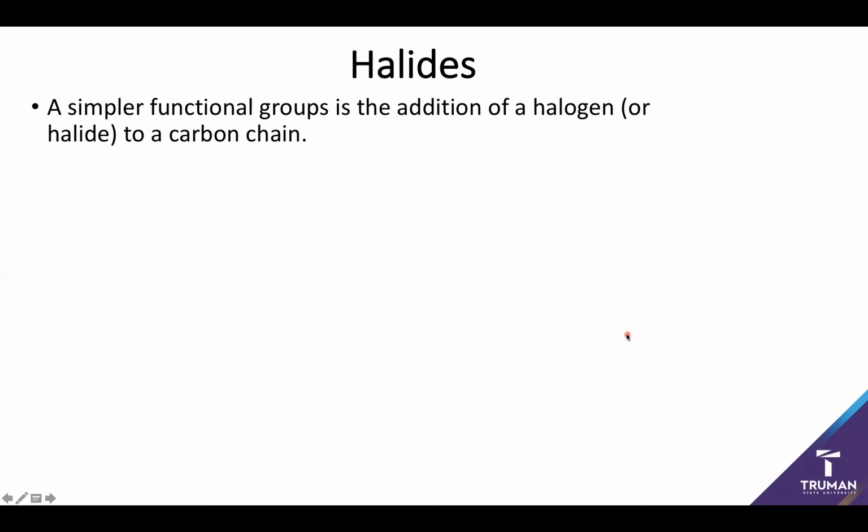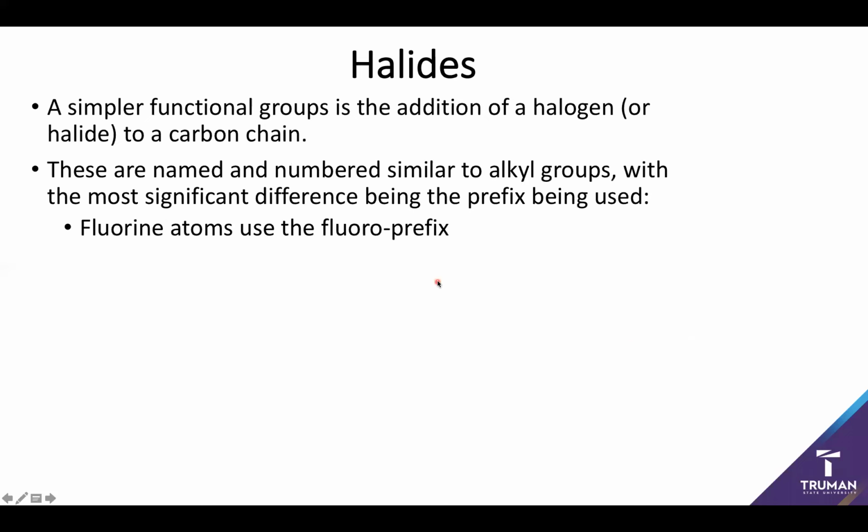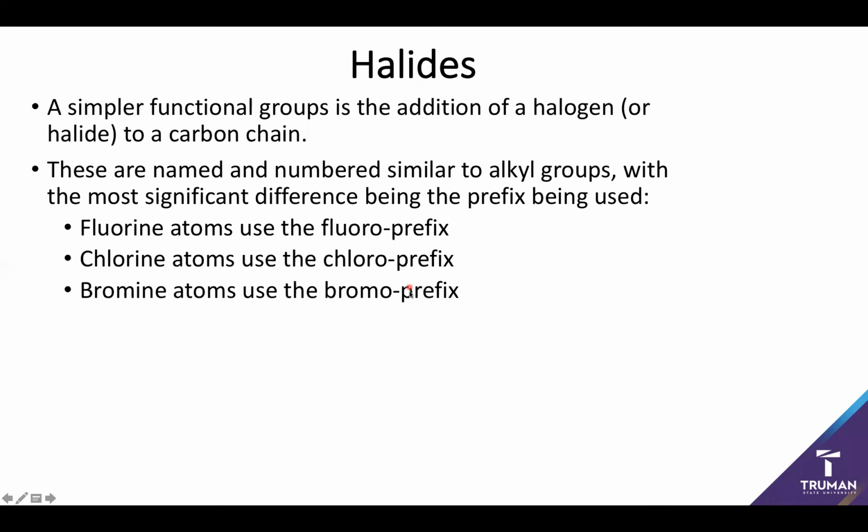One of the simplest things we can add to an organic molecule is a halogen. Once we add it, we give it its salt name of a halide. We're going to essentially treat these like an alkyl substituent, with the one major difference that instead of changing a suffix or anything, we're just going to add in a prefix. So if I add in a fluorine atom, we add a fluoro prefix, a chlorine atom, a chloro prefix, bromine, bromo, iodine, iodo, and that's pretty much it.